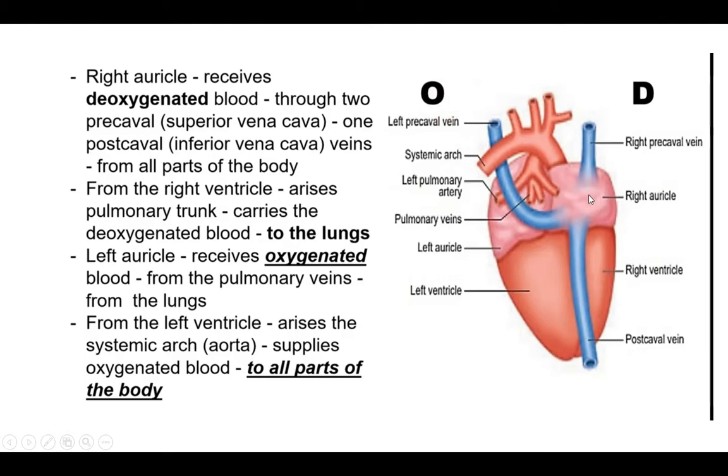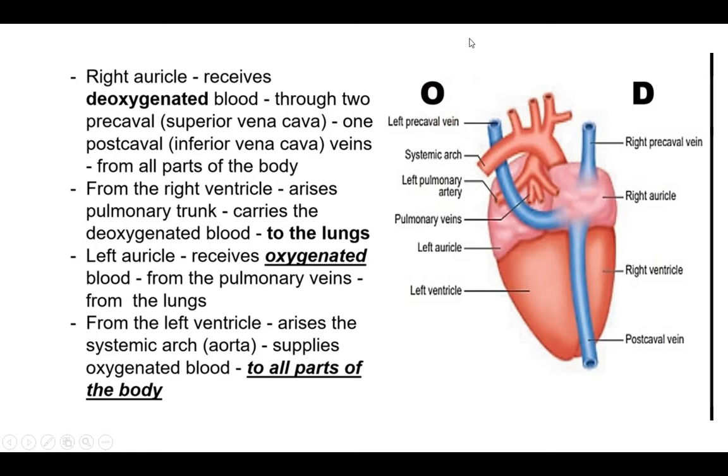And then the right ventricle, where is the right ventricle? Here. So that impure blood will be coming to the right ventricle. From the right ventricle arises the pulmonary trunk or pulmonary artery, which carries the deoxygenated blood to the lungs. So this blue color part is the pulmonary artery, or in the book it is given as pulmonary trunk. This carries the deoxygenated blood to the lungs.